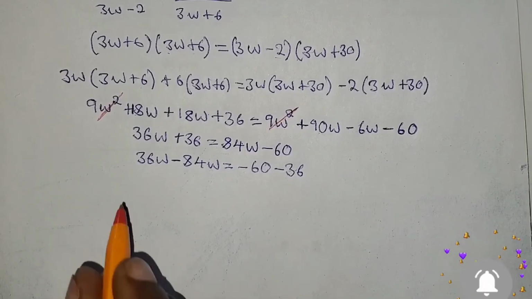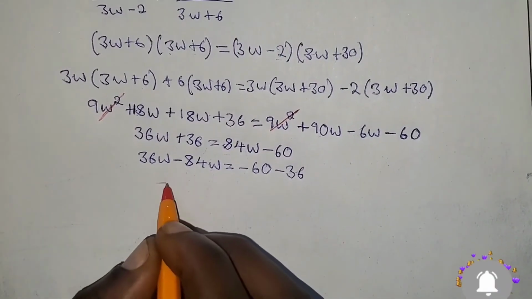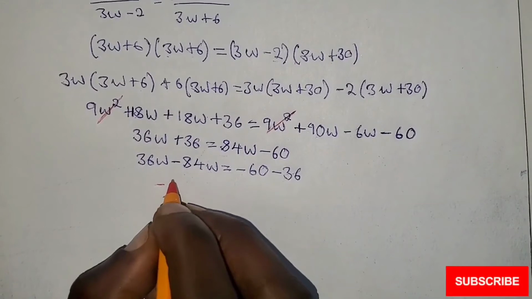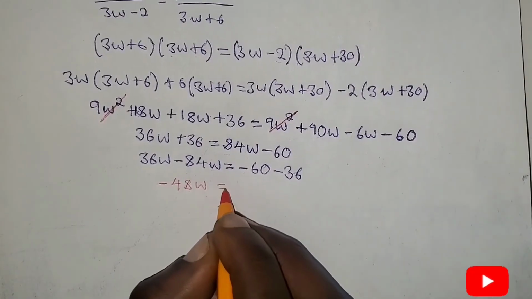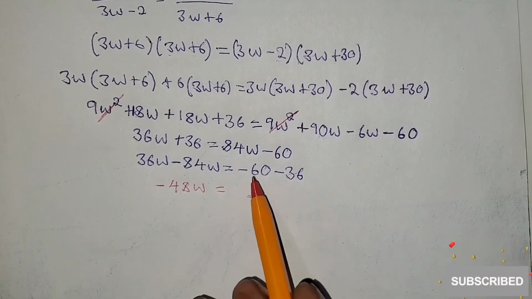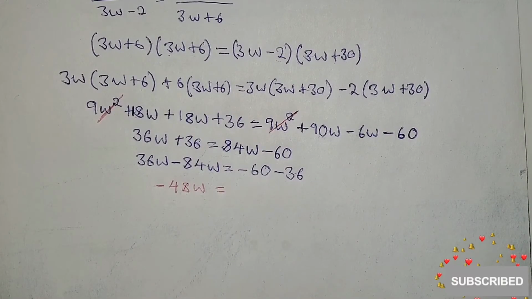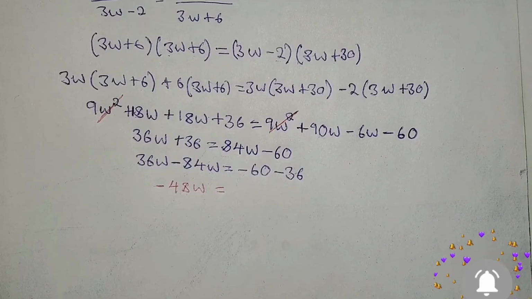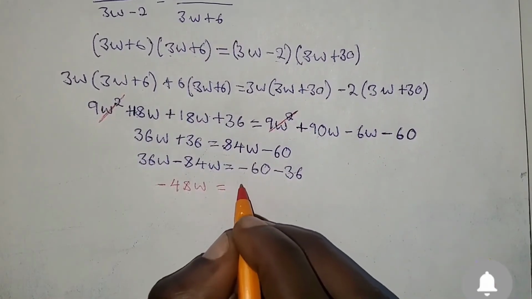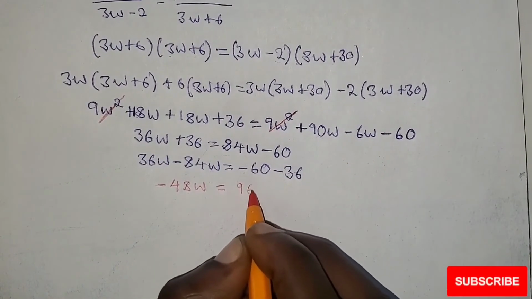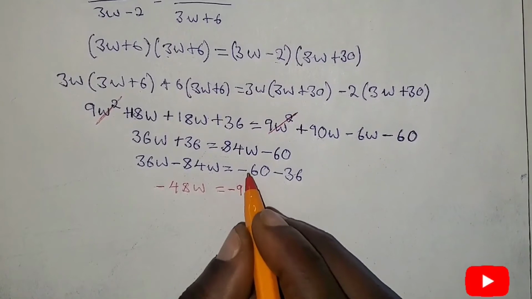So 36 minus 48, or 84, sorry, the answer is negative 48. Okay. Negative 48 W is equal to, now both numbers here are negative. This is negative 60 and this is negative 36, so you can just add 60 plus 36, it is 96. Since they're both negative, you can just write negative, maintain the sign, add, then maintain the sign.